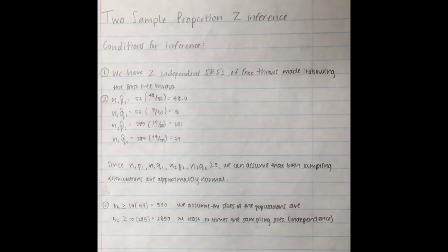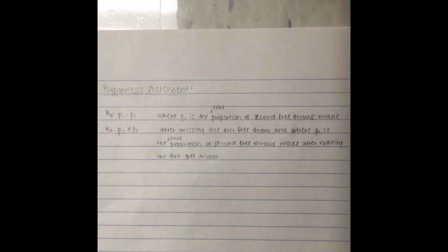And the third condition for inference is we assume that N1 is greater than or equal to 10 times the sample size of proportion 1, which equals 530. And we assume that N2 is greater than or equal to 10 times the sample size of proportion 2, or 2,850, and this assumes independence. For H0, we have p1 equals p2, and for HA, we have p1 is not equal to p2, where p1 is the true proportion of second free throws made after he misses the first free throw, and where p2 is the true proportion of the second free throw made after making the first free throw.